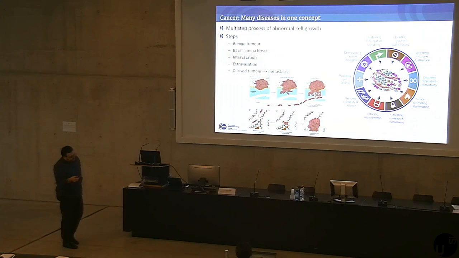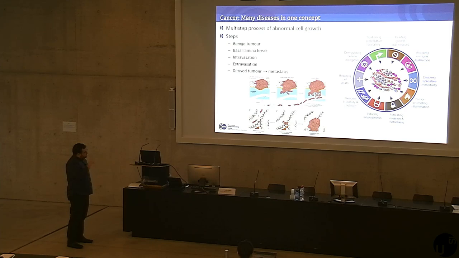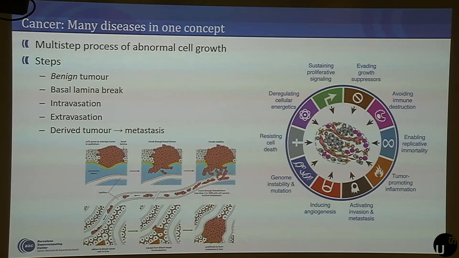So in part of Alfonso's group, we work on cancer. I don't know how many of you here are biologists, but I will give a brief introduction about cancer and what kind of data we can find in biology. Cancer is considered many diseases, a syndrome in which there's a multi-stage process of abnormal cell growth. There are several phases from one cell that goes a bit nuts until you have a metastasis.